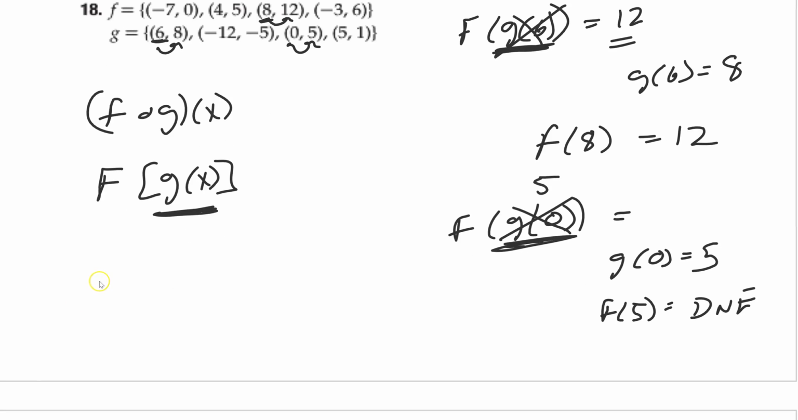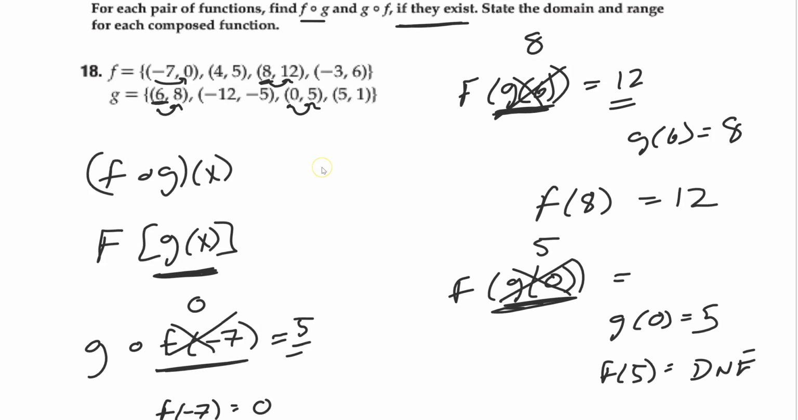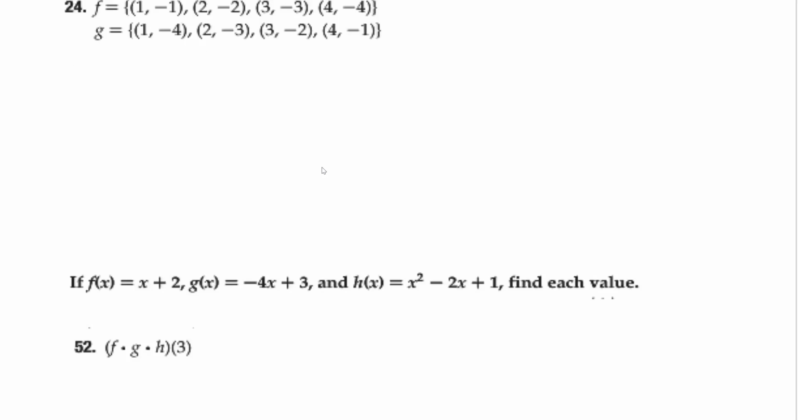But we could go backwards. Let's do g of f of negative 7. Right? So again, do that one first. f of negative 7. Look at f. Negative 7 gives you 0. So this one's 0. Now we just gotta do g of 0. And g of 0 gets you 5. So this is 5. So that's how you do composition when I give you points like this. You just work your way inside out.